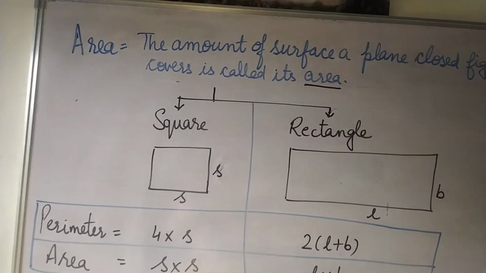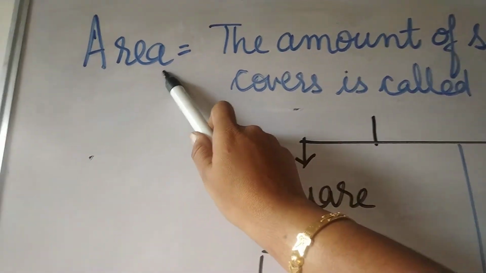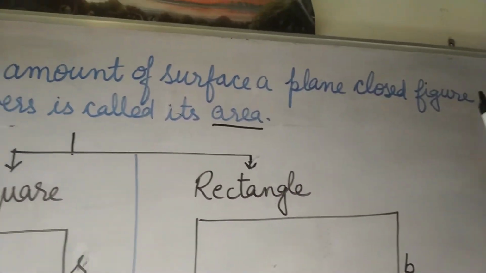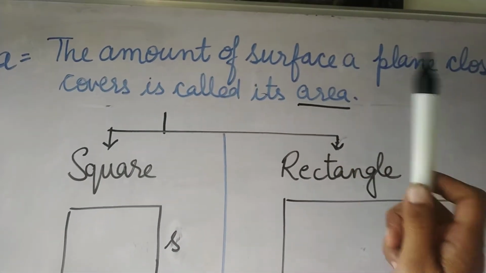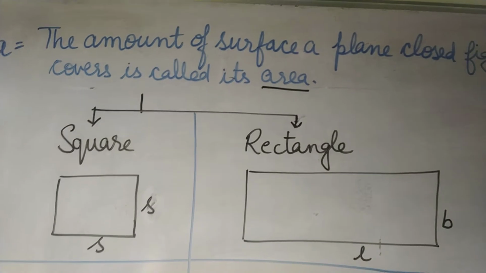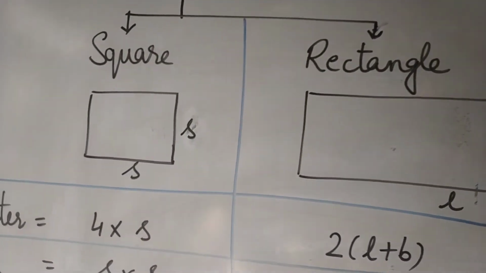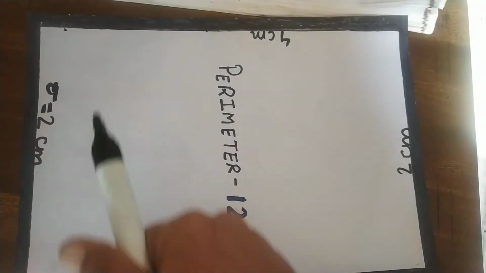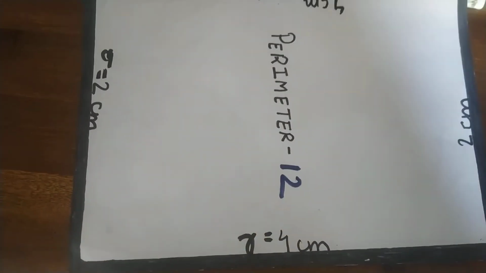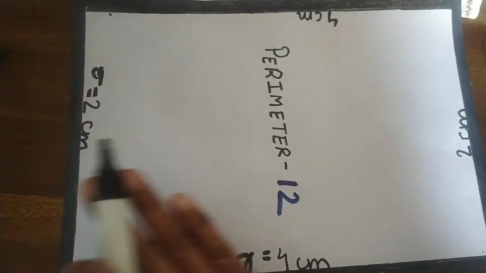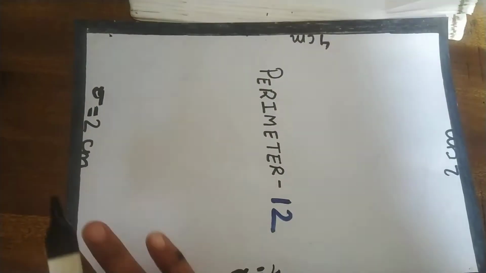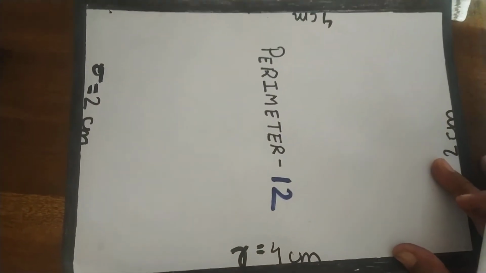Now we come to the next topic, that is area. What is area? The amount of surface a plane closed figure covers is called its area. What did I say? The amount of surface a plane closed figure covers. Okay. So here this is the plane closed figure, that is a rectangle. That was the perimeter of this rectangle and this is the surface of the rectangle. So this amount of surface which is covered by this rectangle will be called its area.